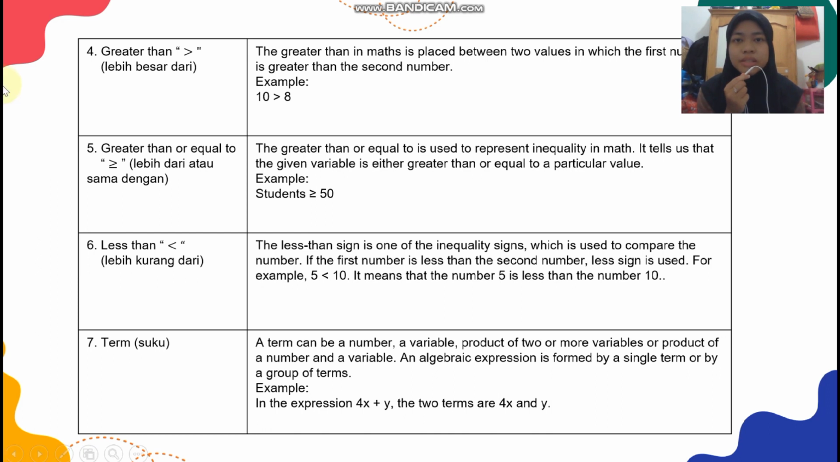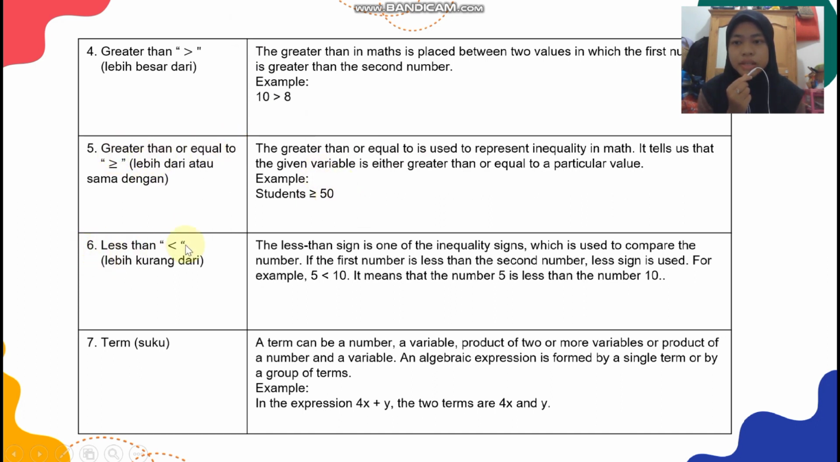The next is greater than, which means lebih besar dari. The greater than sign in maths is placed between two values in which the first number is greater than the second number. For example, 10 greater than 8. The next is greater than or equal to, which means lebih dari atau sama dengan. The greater than or equal to sign is used to represent inequality in math. It tells us that the given variable is either greater than or equal to a particular value. For example, a student's score is greater than or equal to 50.